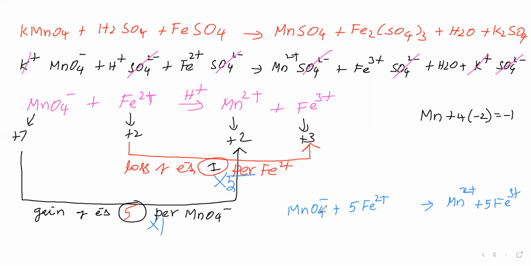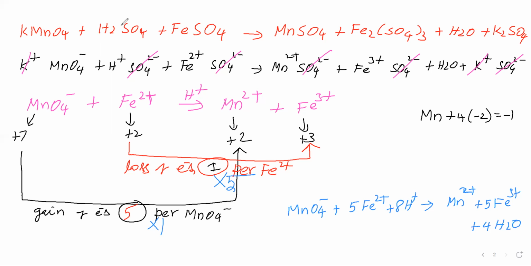Then we have to balance oxygen. This oxygen is converting into water molecules. To balance oxygen, use water molecules. Here 4 oxygens are there, so write 4 water molecules on this side. So oxygen is balanced. Then balance hydrogen. Here 8 hydrogen atoms are there, so write 8 H plus. Why H plus? Because the medium is acidic. So to balance hydrogen, we use H plus.